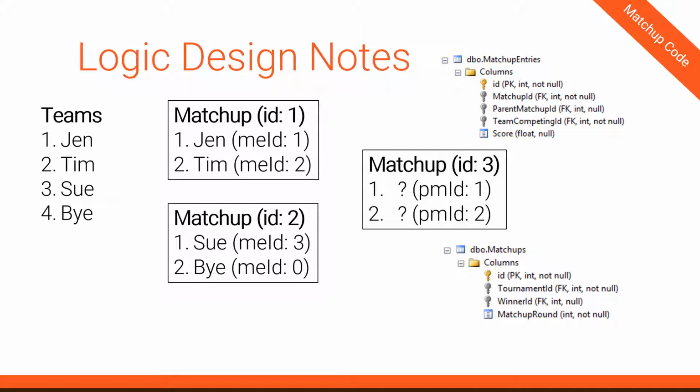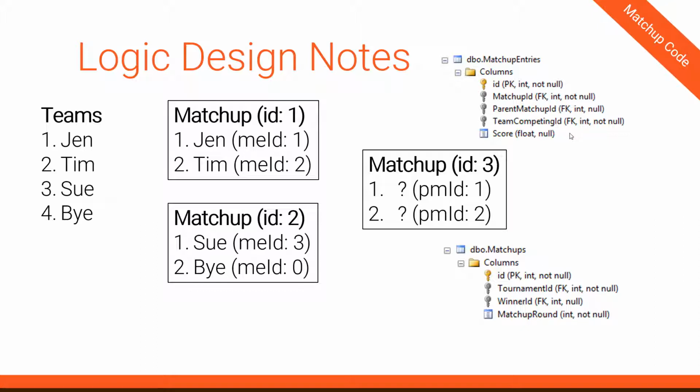All right, so enough lecturing. Let's actually look at this diagram and see what we're doing. Over here, we have the teams. Now what I did was said, we're going to design our matchups. Remember, we did everything for saving a tournament except actually create the matchups and matchup entries. And over here on the right, I have the matchup entries and the matchups tables and their columns.